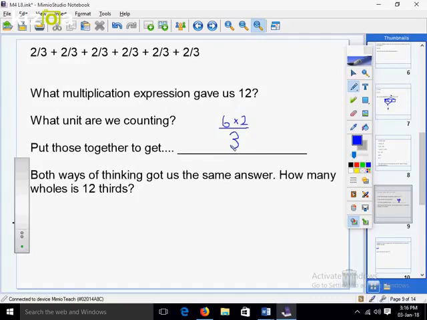Both of those ways give us the same answer. 6 times 2 is 12 over 3, okay? If you notice, we can reduce here. 3 can go into 12. How many times? 4 times. So our answer is 4.